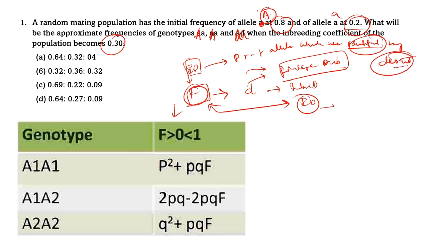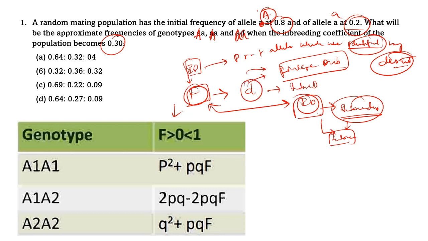Inbreeding depression is due to the accumulation of deleterious alleles during inbreeding. So performance will reduce from generation to generation if the population is undergoing inbreeding. I will talk about linkage disequilibrium in later slides. So this was about F, D and ID. Now they are asking about F, which is 0.30.